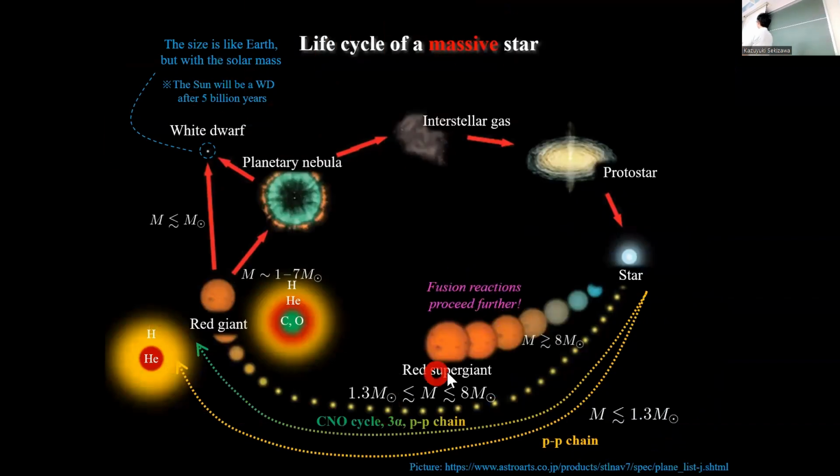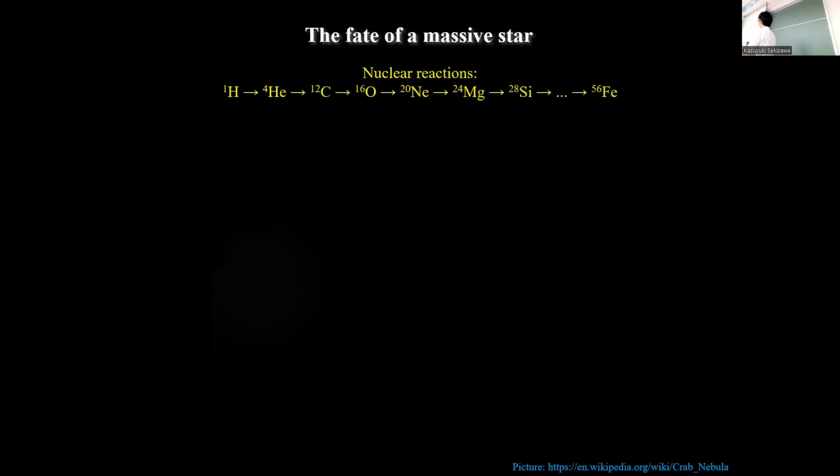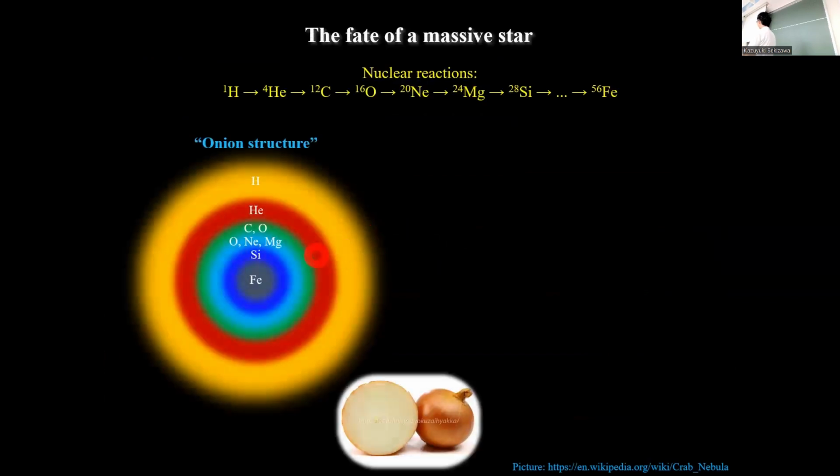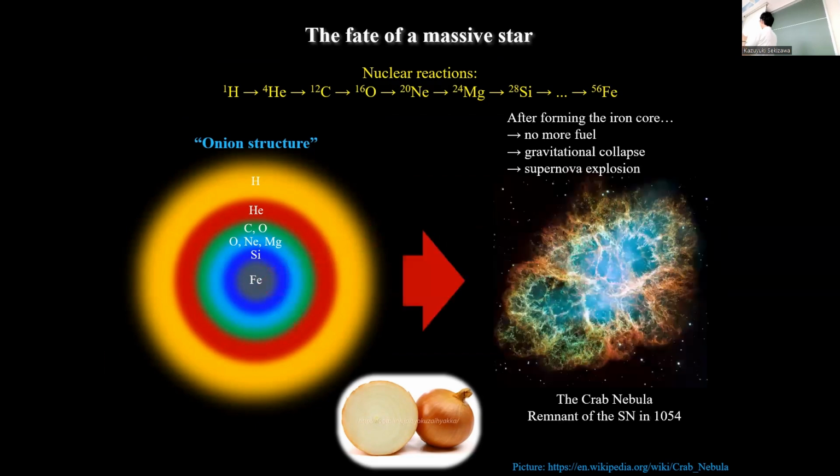So in the case of a massive star, we can have more fusion reactions heavier than the oxygen region. And eventually we will have a formation of an iron core. After the formation of the iron core, the pressure and temperature decrease, and it can no longer sustain the gravitational force, and it collapses into a supernova.